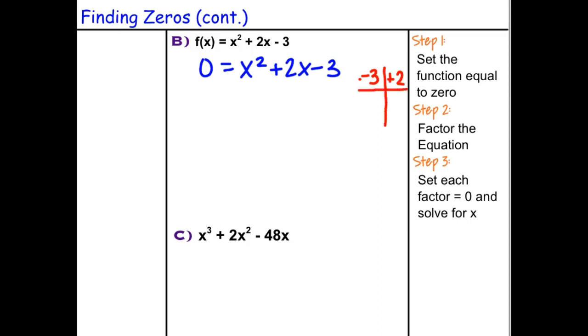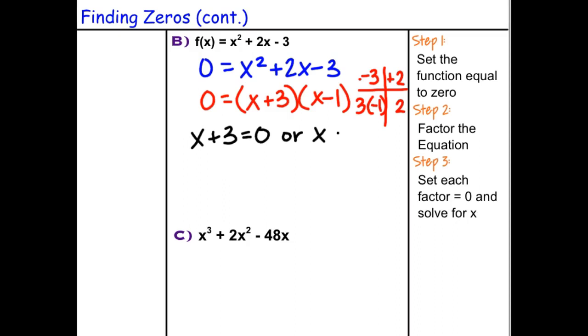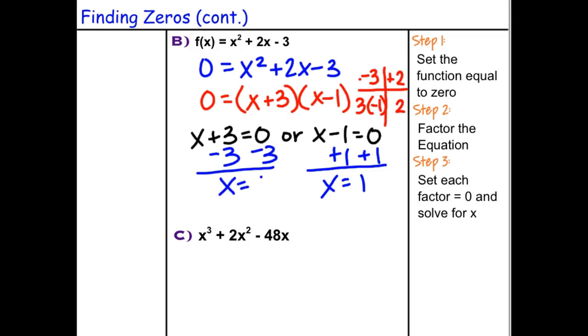Well, 3 is nice. I need to multiply to a negative. I need to add to a positive. So I know that it's going to be 3 times negative 1, because that will give me 2. That means that when I factor this, I get x plus 3 times x minus 1. Now I can go ahead and set them each equal to 0. So I've got x plus 3 equal to 0, or x minus 1 equal to 0. Go to solve these, so I'll add 1 here, and I get x equals 1. And here I subtract 3, and I get x equals negative 3. That means my zeros are negative 3, 0, and 1, 0.